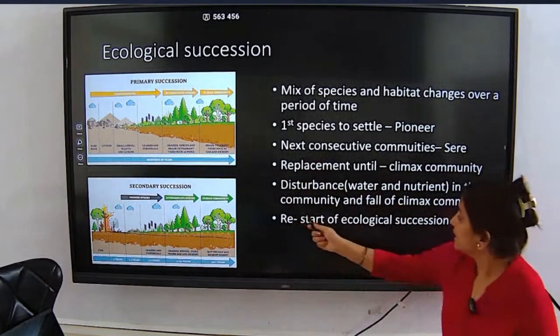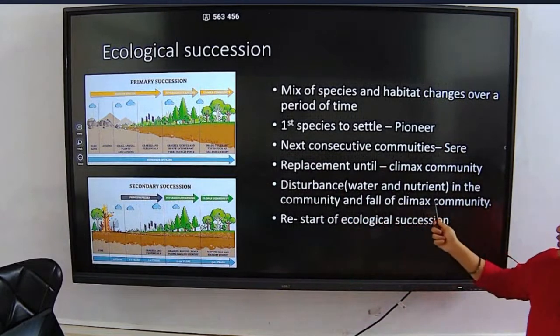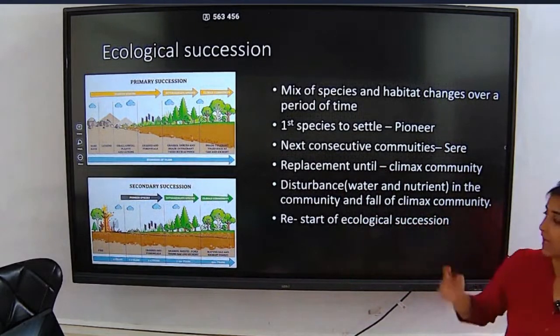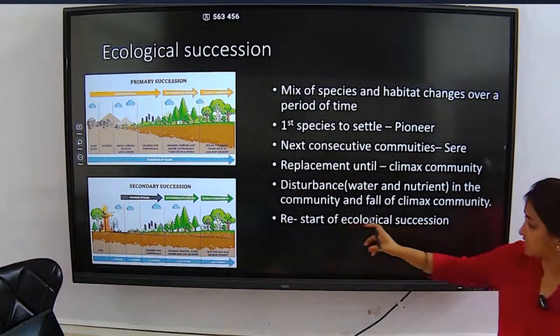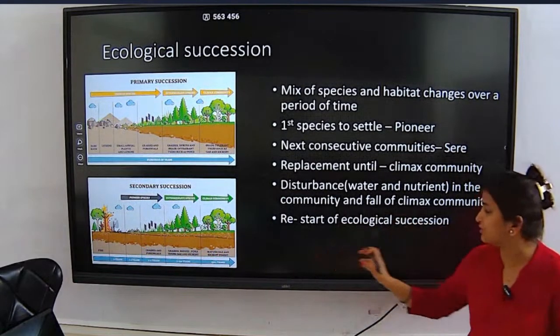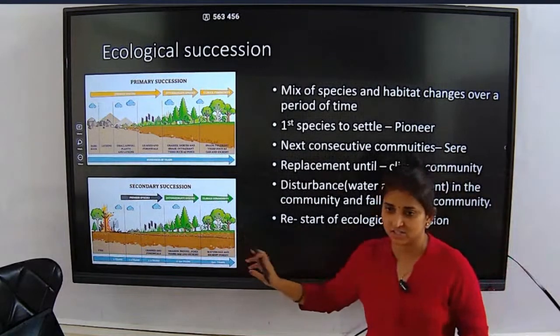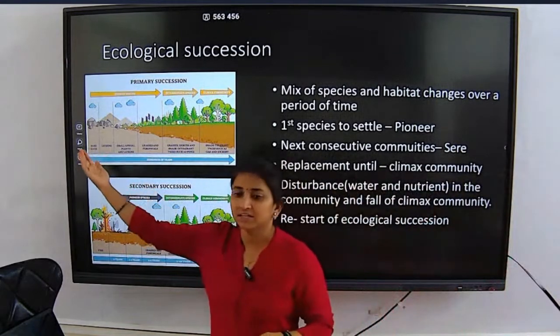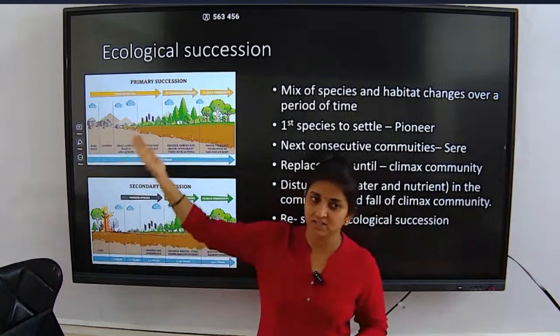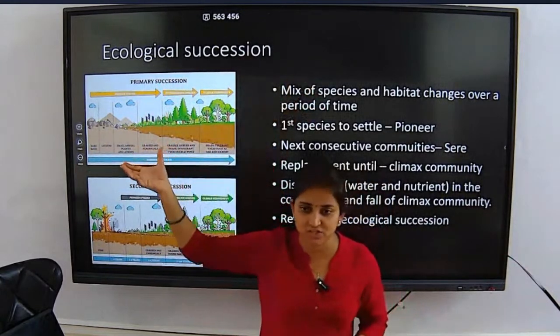Okay, so there will be a certain kind of major disturbance in water or nutrition level, in which there will be a fall of the climax community. The climax community itself will be lost, and then there will be a restart of ecological succession. This we will be calling the secondary succession. In the first stage, there was development of pioneer species, then seres, then climax community. This is the end of our primary succession.